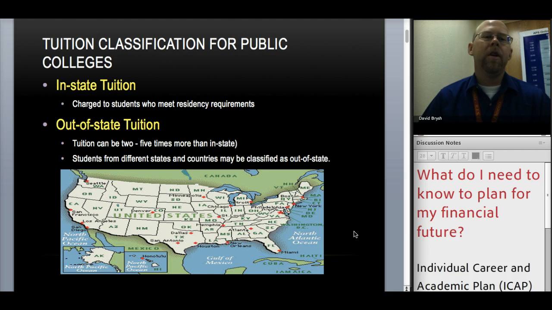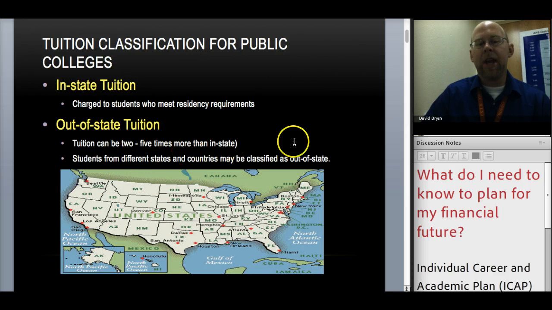First, let's talk about the difference between in-state tuition and out-of-state tuition. In-state, of course, means that you're living in the state that you're going to school. So if you were living in Colorado and you went to CU, then you would be paying in-state tuition to go to CU. If you were from California and you were going to CU, you might be paying out-of-state tuition, which, this is the important part, tuition can be 2 to 5 times more than in-state tuition. So it can cost a whole lot more money to go to an out-of-state school.